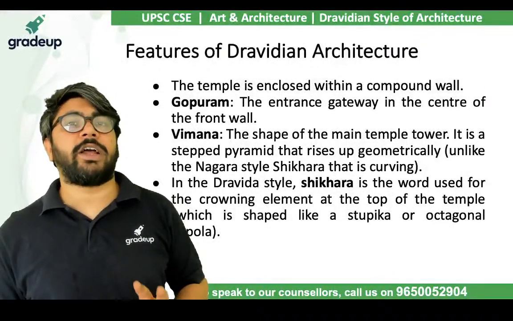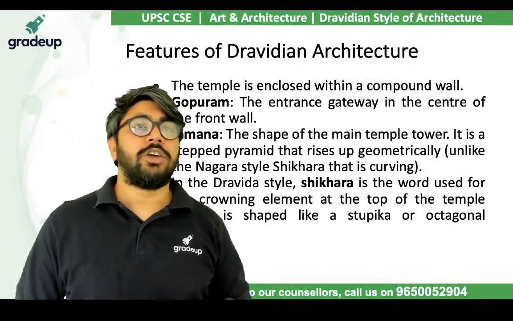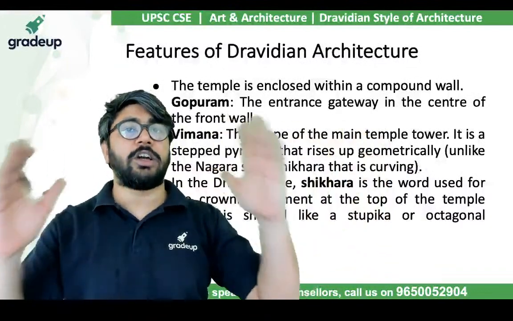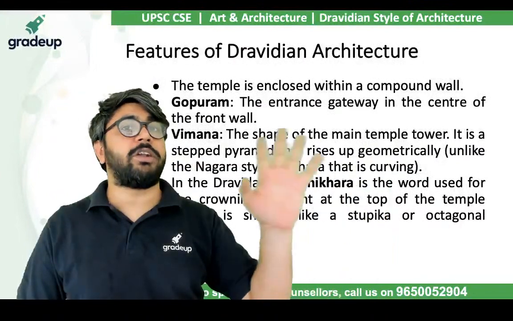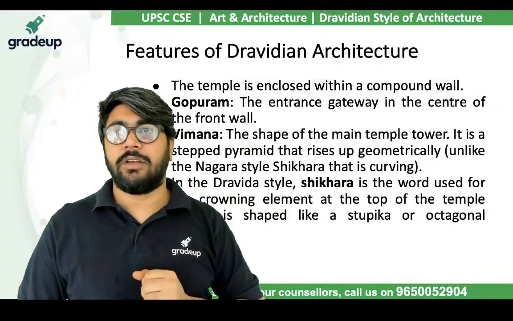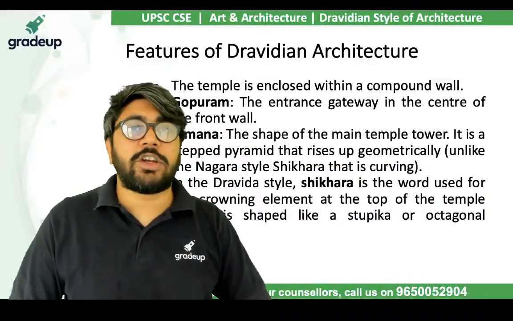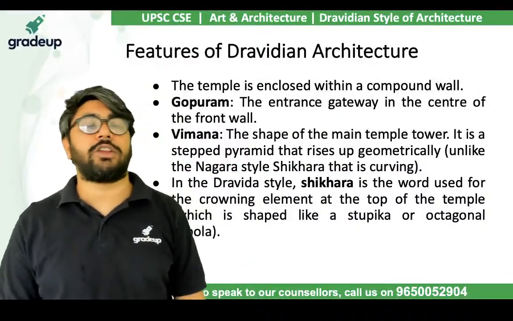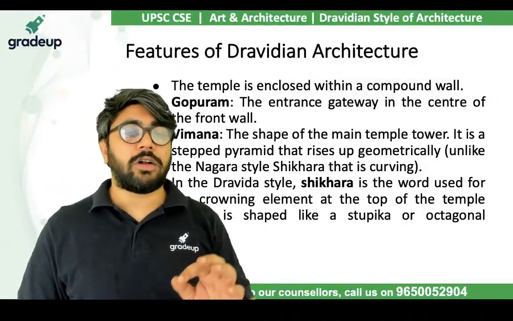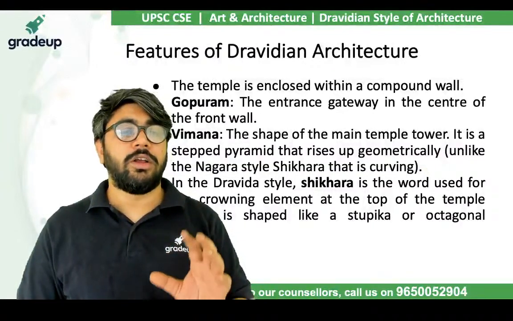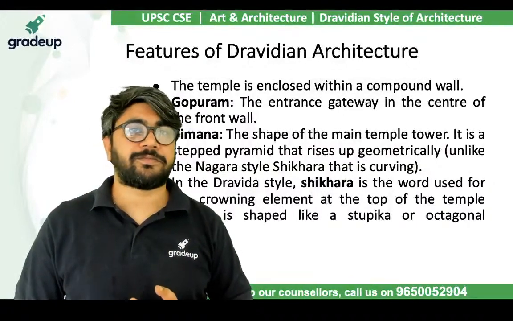Unlike the Nagara style shikhara that is curving. Nagara style में शिखारा जो था हमारा शिखर जो था जिसको हम कहते हैं हिंदी में, right? It was curving in nature, whereas here you have stepped pyramid that rises up geometrically. है ना, देखा आपने इमेज में कैसे geometrically rise कर रहा है. So in the Dravida style, shikhar is the word which is used for the crowning element at the top of the temple, which is shaped like a stupika, or it is also called as octagonal cupola. ठीक है, तो इसको हम स्तूपिका भी कहते हैं कई बार.